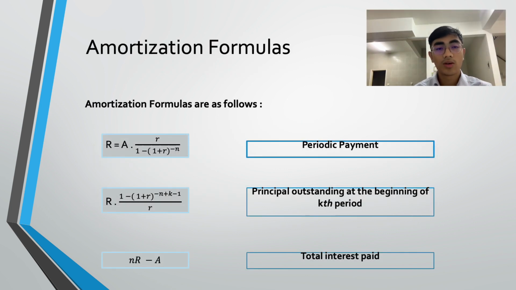Now, we are going to look at the amortization formula. First is the periodic payment. For the periodic payment, A, which is the principal, times R divided by 1 minus the bracket 1 plus R to the power of negative N. And then here is the principal outstanding at the beginning of each period, and then last but not least, the total interest paid, which is big R minus principal A.